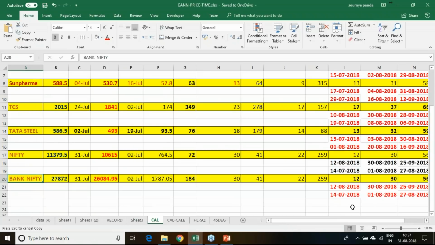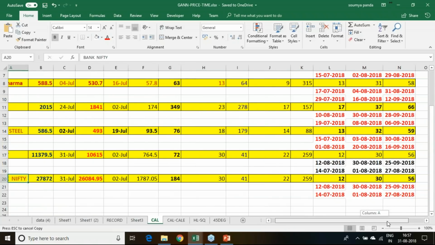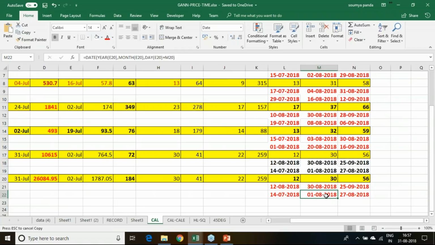On that particular event for Bank Nifty, which are the days we have calculated? 1st August, 12th August, 30th August and 27th August. These 4 days in the month of August we have calculated, which have the probability of a trend change as per this particular principle, which is price range and time in the current trend. This is the method.